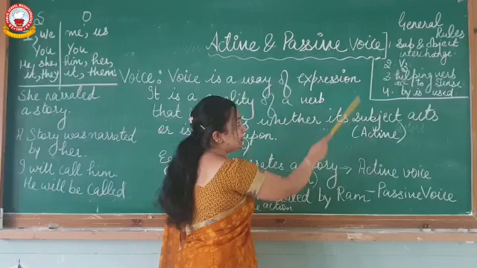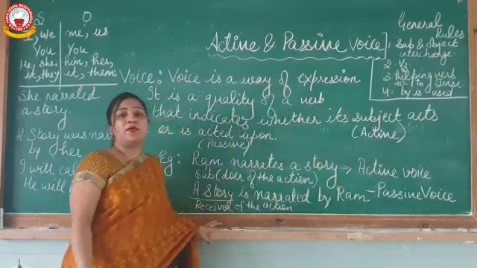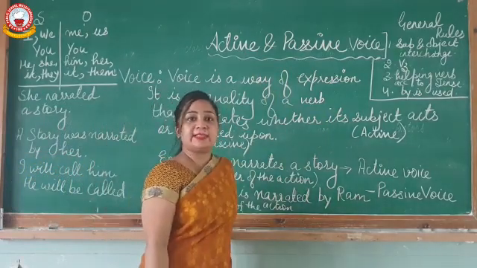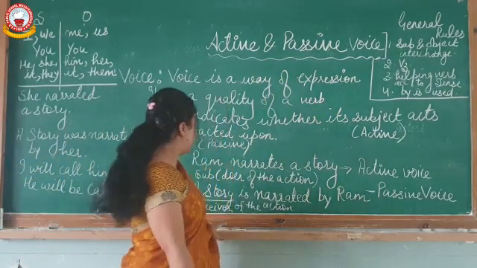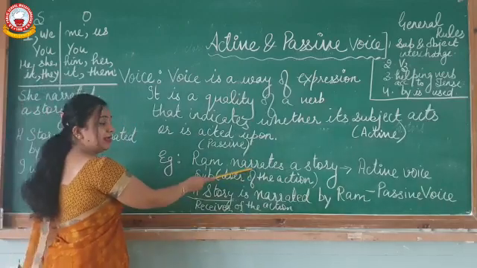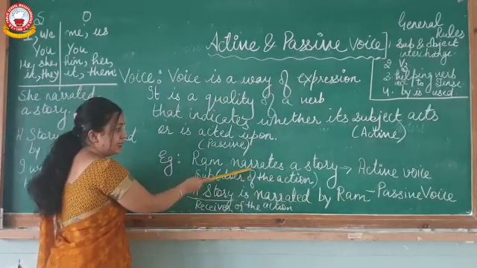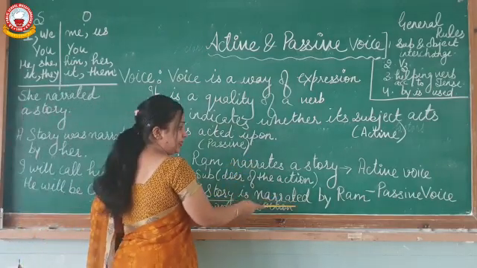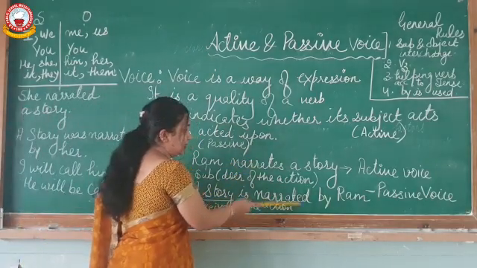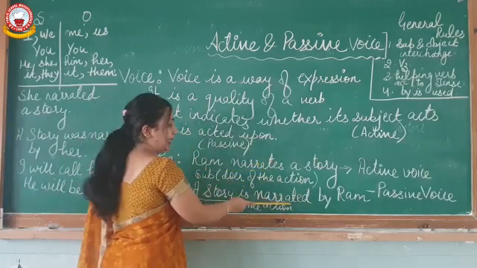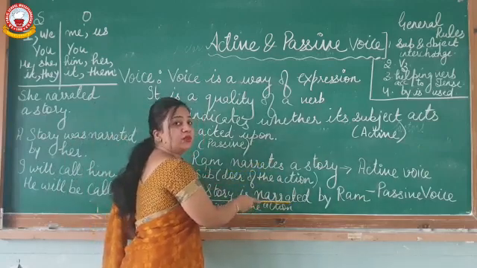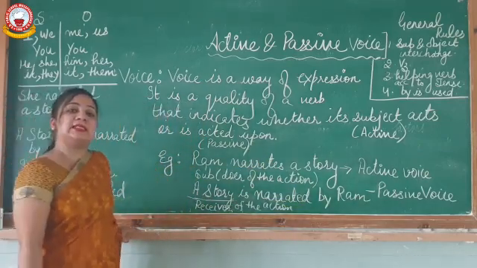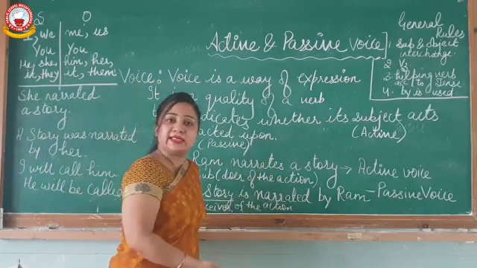The second rule is V3 form of verb, that is past participle form of verb is used whenever we have to convert a sentence into passive voice. So you can see here narrates, it's an example of simple present tense. But when I convert it into passive form, it has converted into narrated, that is V3 or past participle. Here it is simple present form and here it is past participle form of verb. So we always use V3 form of verb whenever we have to convert a sentence from active into passive voice.